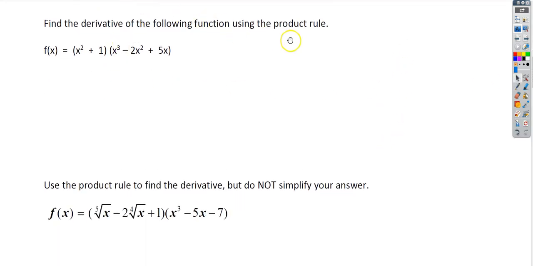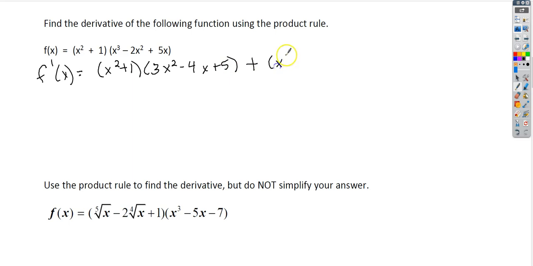Okay, find the derivative of the following function using the product rule. So here again you can multiply it out and use the power rule, or use the product rule. So f prime of x, the first times the derivative of the second plus the second times the derivative of the first.